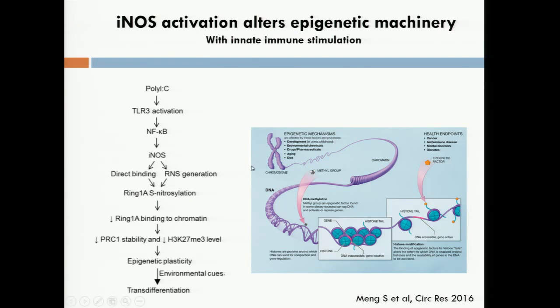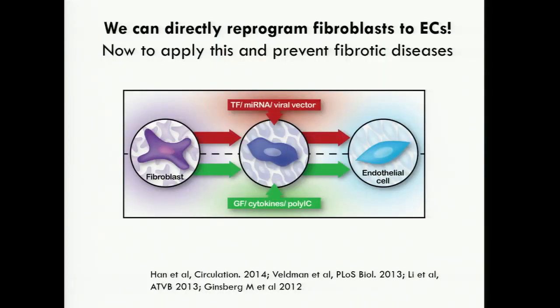So basically what Shu has added to our story is that by activating innate immunity, iNOS binds to and nitrosylates Ring1, and that basically destabilizes polycomb complex 1, reduces the suppressive marks, and allows for epigenetic plasticity. Basically opens up the chromatin. So iNOS nitrosylation of epigenetic modifiers may play a very important role in opening up the chromatin.